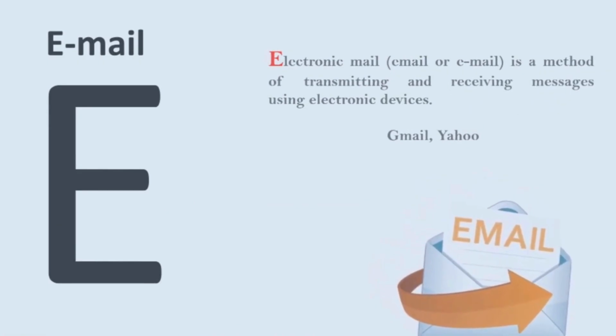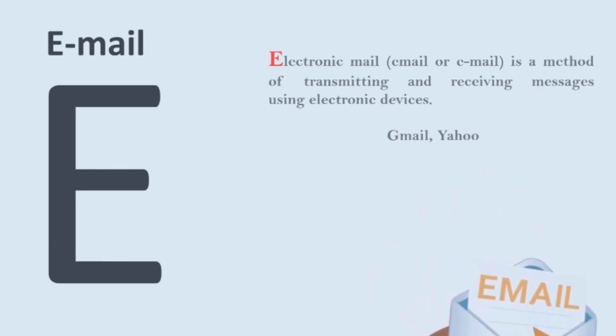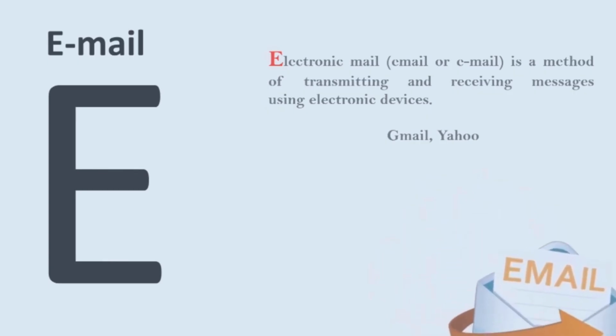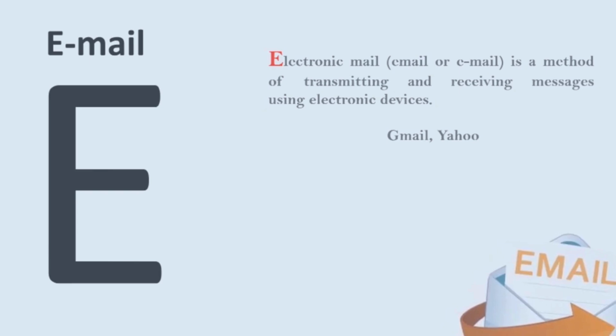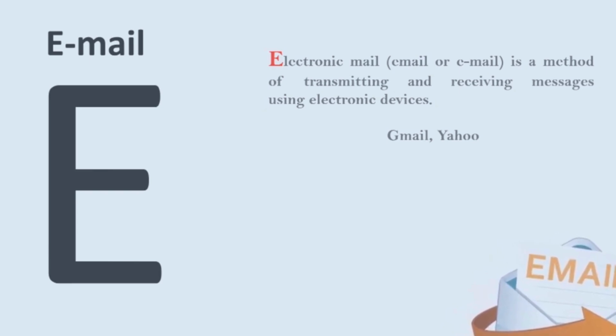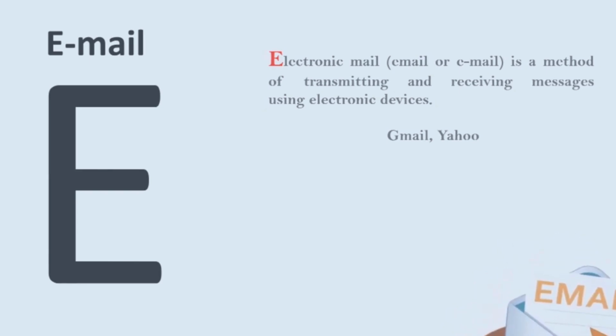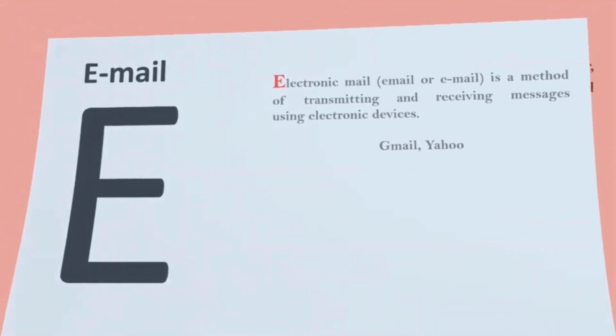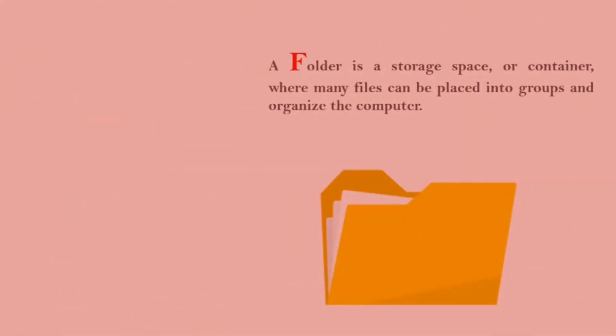Here we have letter E. E stands for electronic mail, otherwise known as email. This is a method of sending and receiving messages using electronic devices. We have the likes of Yahoo Mail, Gmail, Hotmail, Zoho Mail and many more. Now let's look at the next alphabet, letter F.